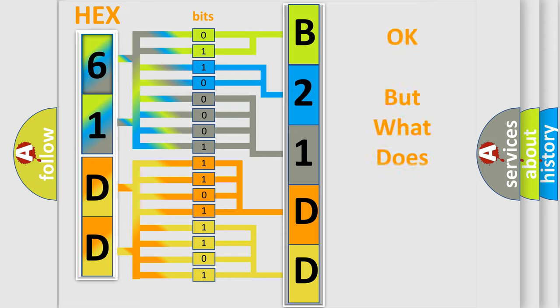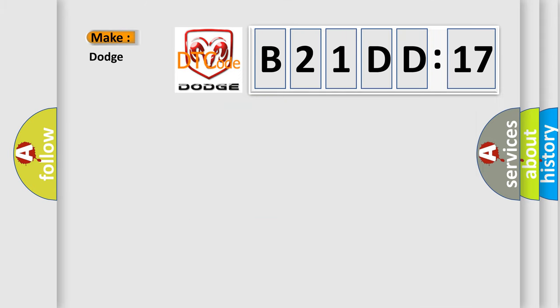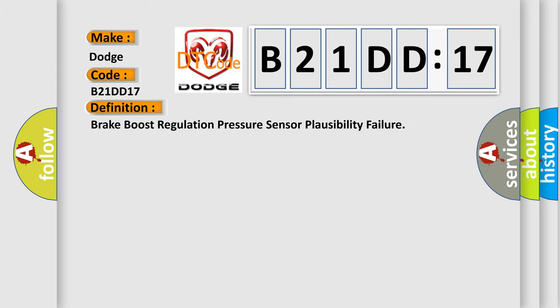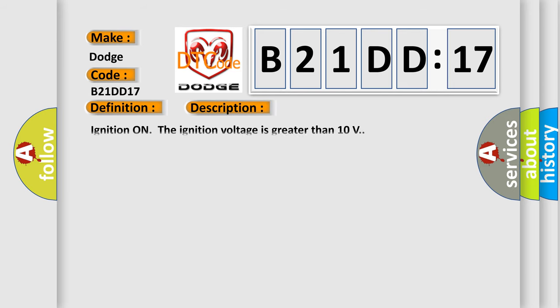The number itself does not make sense to us if we cannot assign information about what it actually expresses. So, what does the diagnostic trouble code B21DD-17 interpret specifically for Dodge car manufacturers? The basic definition is brake boost regulation pressure sensor plausibility failure. And now this is a short description of this DTC code.